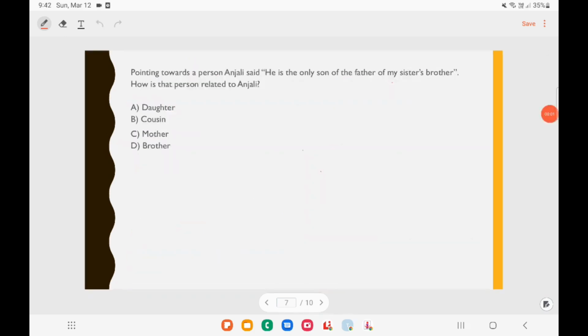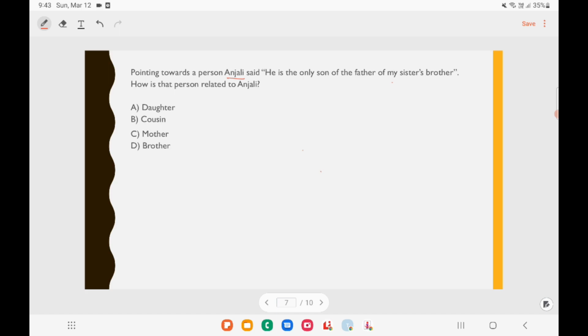So now let us look into some practice questions as well. I will be giving you 3 different types of questions which can be coming from blood relations. So here you can be asked questions like this. Pointing towards a person, Anjali said, he is the only son of the father of my sister's brother. How is that person related to Anjali? Some students might feel that this is a little bit confusing question, but if you attend to it properly, this is actually a very easy question.